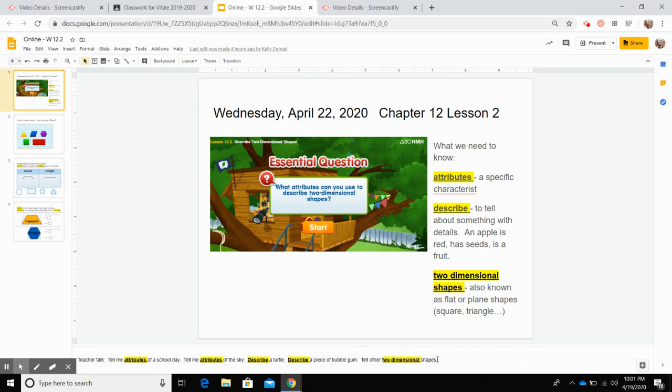So think about the attributes of your school day. What are some things that are part of your school day? Think about the attributes of the sky, the things that make a sky different from other places. Describe a turtle. Think about the words you might use, the facts you would know to describe a turtle. Describe a piece of bubble gum. So think about how you would describe bubble gum. List as many two-dimensional shapes as you can. How many shape names can you think of?